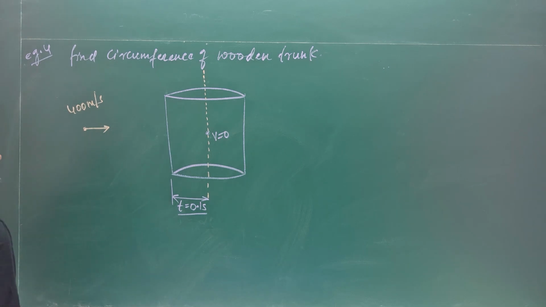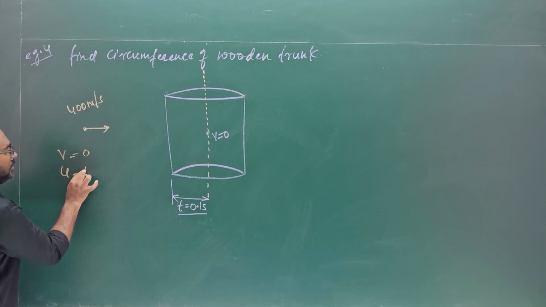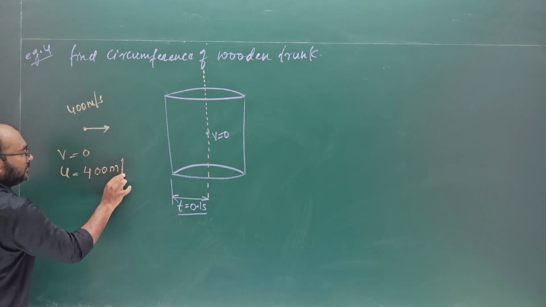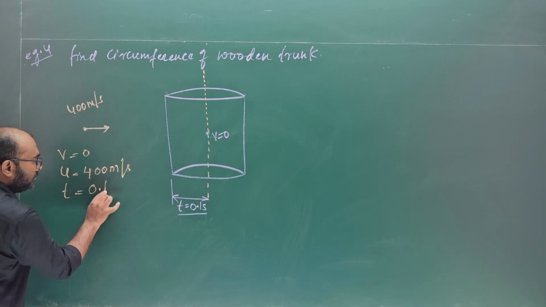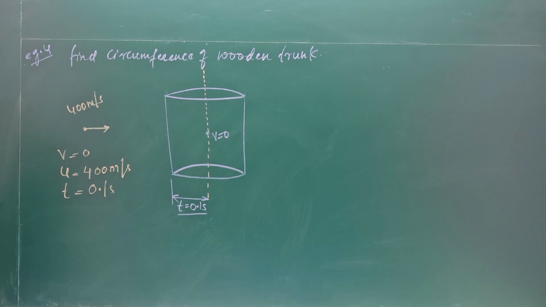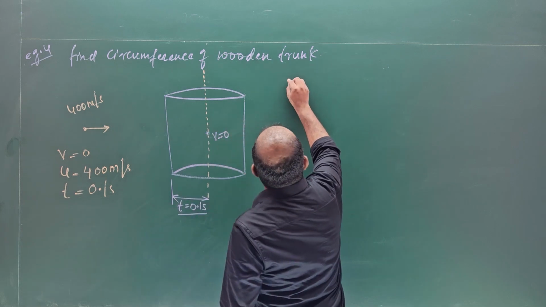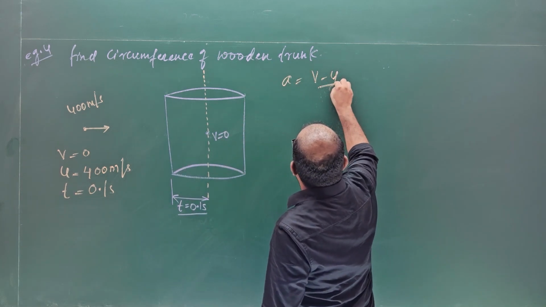Okay, shall I? Okay, now listen to me. Do you have final velocity? Yes, so final velocity is 0. Do you have initial velocity? Yes, that is 400 meters per second. Do you have the time? Yes, 0.1 second. To apply any equation, we need acceleration first. So what formula should I use to find the acceleration? Yes, very good. a = (v - u)/t.